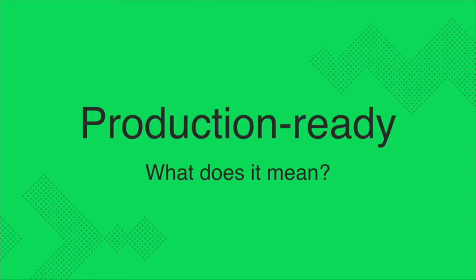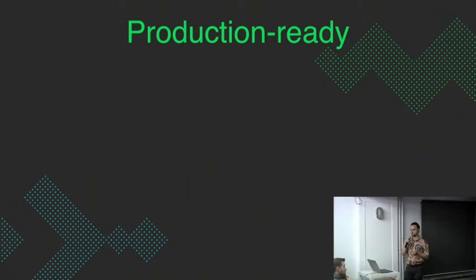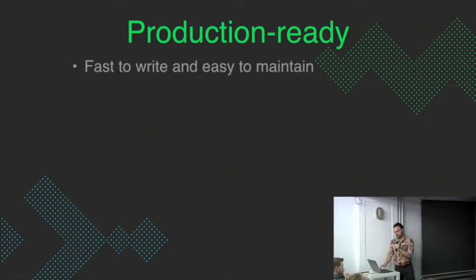Okay, so moving back to the original question. Is it production ready? And what does it even mean for something to be production ready? Each of you can have a different definition of software or framework or language being production ready, but it usually goes back to some basic things. First, we want it to be fast to write. We want each of our developers to be able to work with it, to create something with it, and we then want it to be easy to maintain.